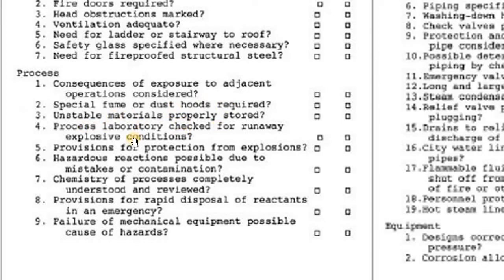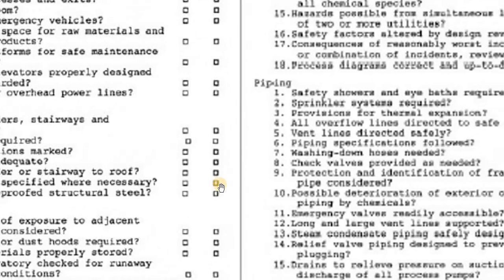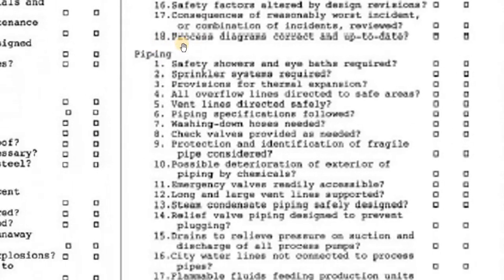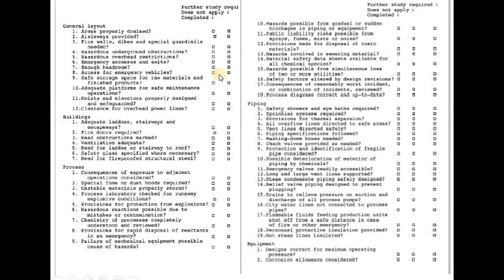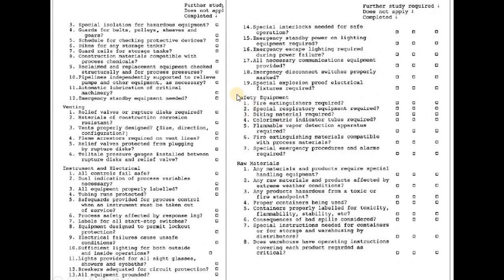Process laboratory checked for runaway explosive conditions. So you're checking the process here. Okay, more. We want more. The piping. Safety showers and eye require sprinkler system. So you can see how we have something that is good for our lab here. Let's see something else. We have much more.